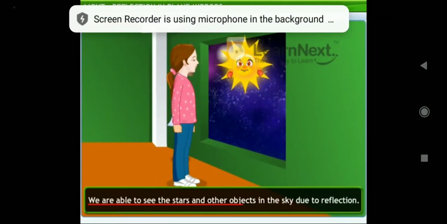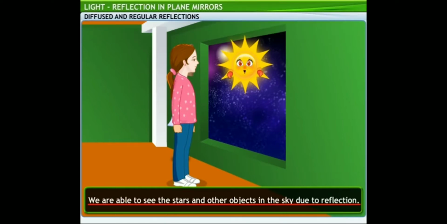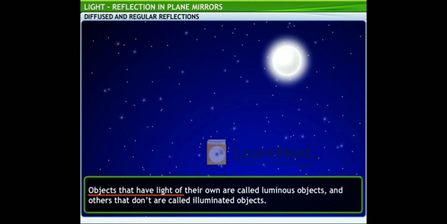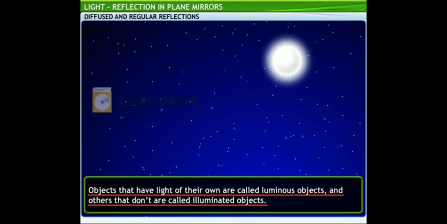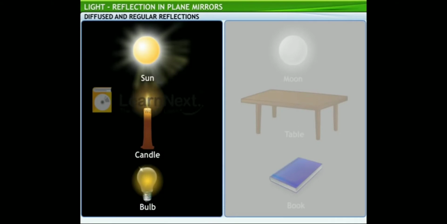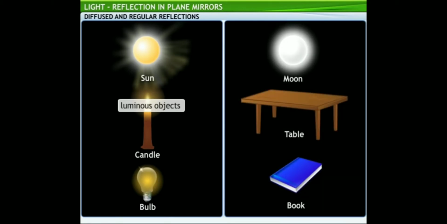To see the stars and other objects in the sky due to reflection? Yes, not all bodies have light of their own. Some bodies are visible only because they receive light from other objects and reflect it. Objects that have light of their own are called luminous objects, and others that don't are called illuminated objects. For example, the sun, a lit candle, and a glowing bulb are luminous bodies, while the moon, a table, and a book are illuminated objects.